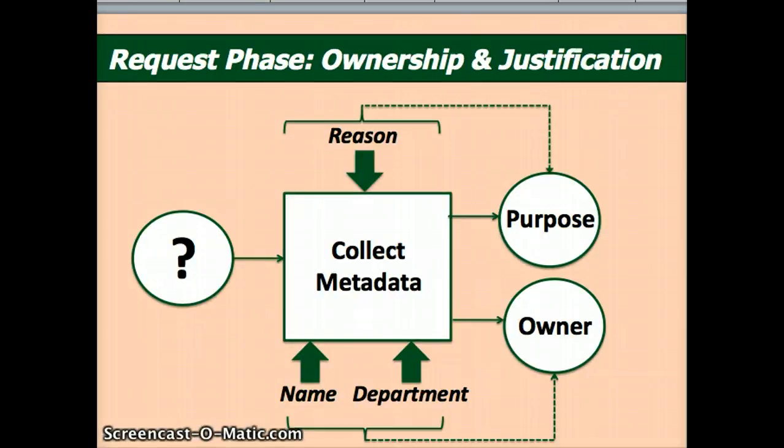In the request phase, it's important to establish ownership and justification. And you can do this through an online form. So basically, someone can make a request, and on your online form, you can collect their name, their department, reason for requesting the content, and this will give you your owner and the purpose.